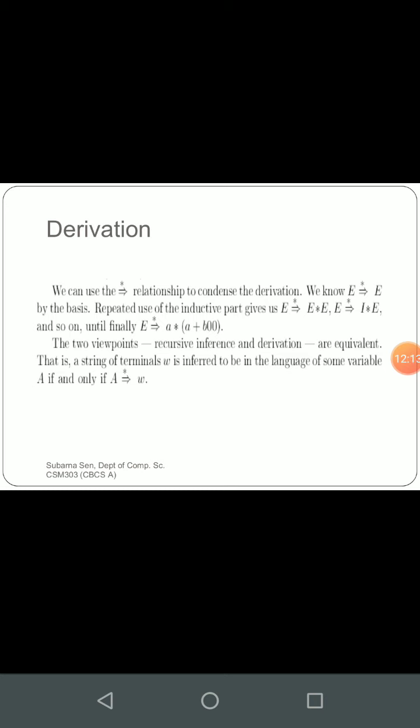Okay, this is a more formal definition. We can use this relationship to condense the derivation. So if we have to write it formally, from E we can derive E star E following any number of derivations. Following any number of times, E can be replaced to find the E star E. It can be one in the first replacement, or in n number of replacements it can be generated. So this is the formal way in which we have derived. This is the formal definition of that derivation.